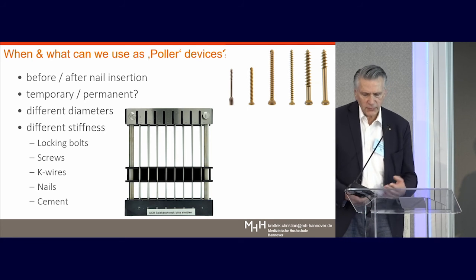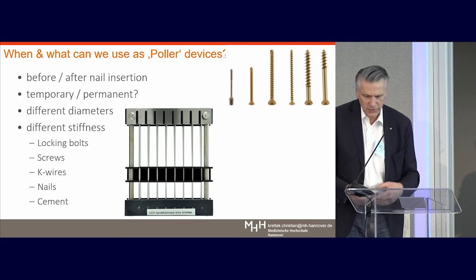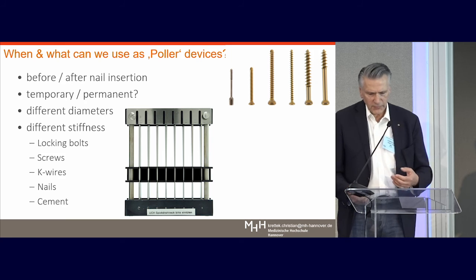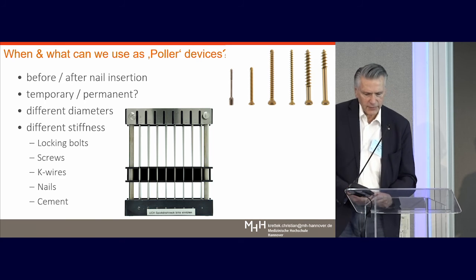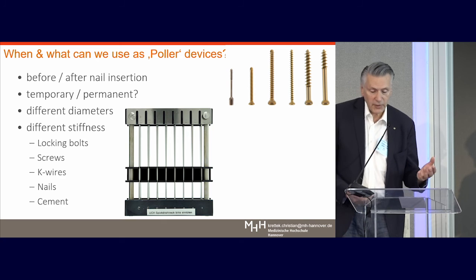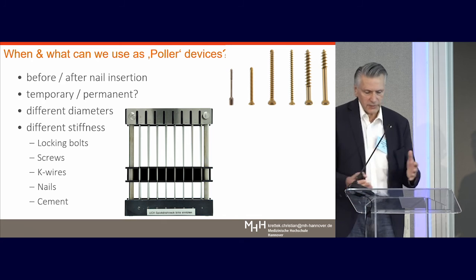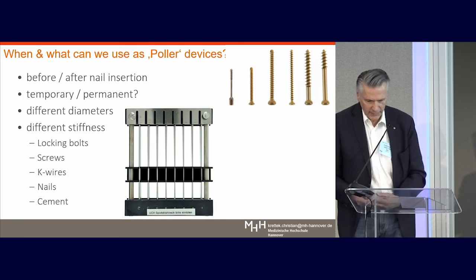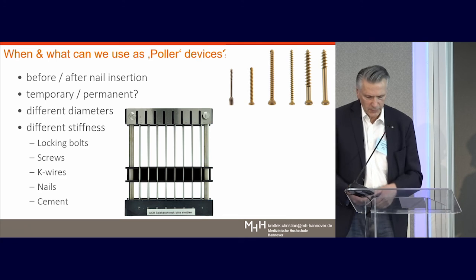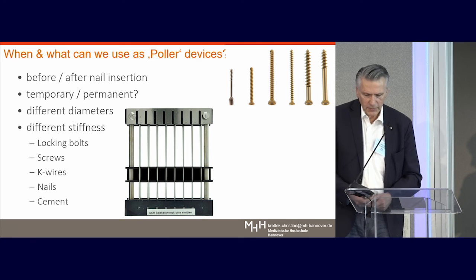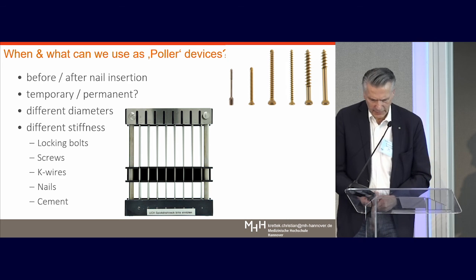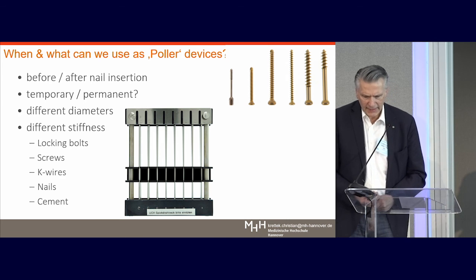What can we use as polar devices? Actually everything which has a resistance and is stiff. In terms of timing, it can be done before and after nail insertion. Temporary or permanent, different diameters and different stiffnesses can be used in order to adapt the process of aligning. Locking bolts, screws, K-wires, nail, even bone cement, for example, in order to steer for a chosen nail entrance.